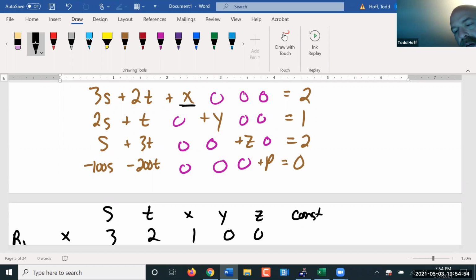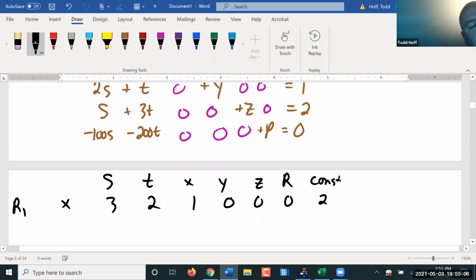Oops, I got to put my R column in here yet. That's my R or P or whatever you want to call it. 0, and then my constant here will be 2. My second row is going to be my Y row because Y was my slack variable.